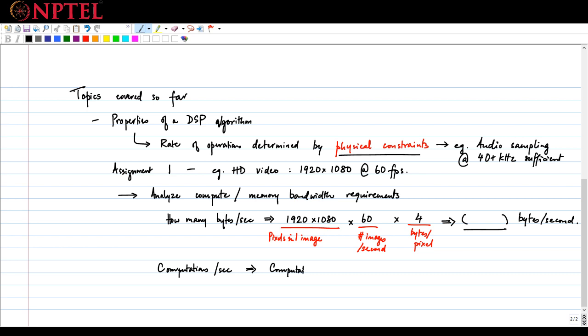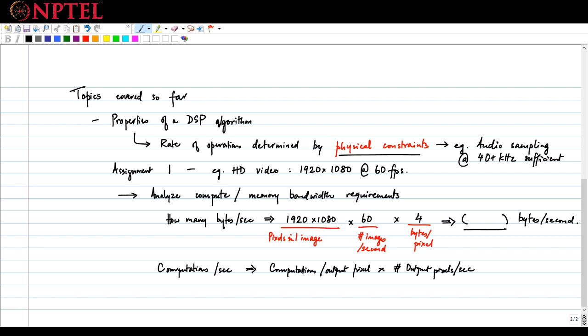Computations per output pixel, multiplied by the number of output pixels per second, will give us the number of computations per second, right? So this is always a good way to break it up. It's sort of like chaining operations together.